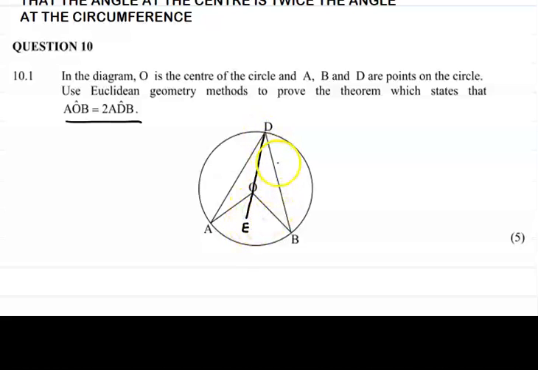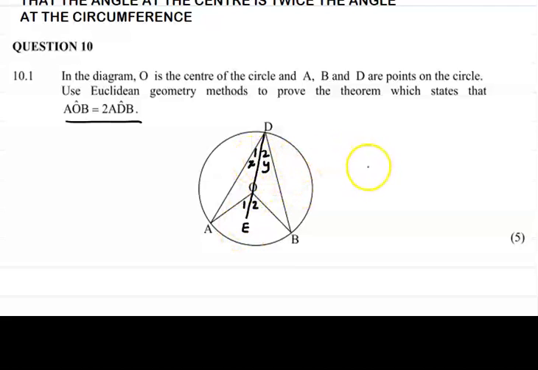The second thing that we are going to do is call this angle here D1, and that angle D2. We're also going to call this angle O1 and this angle here O2. The other thing that we're going to do is let D1 equal X, and D2 equal Y. So the construction is produce DO to E. After that, we let D1 equal X and D2 equal Y.